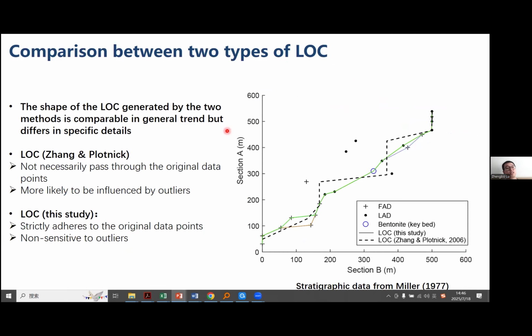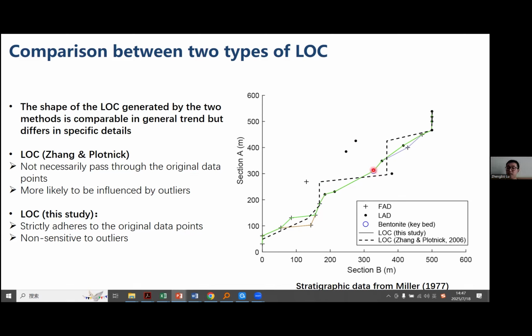Here we did a comparison between our LOC generated based on graph optimization and that generated by Zhang and Plotnik using the genetic algorithm. In the right figure, we draw Zhang and Plotnik's LOC in the dashed line and our LOC in a solid line. We could find that the shape of the LOC generated by the two methods is generally comparable in trend, but differs in specific details.